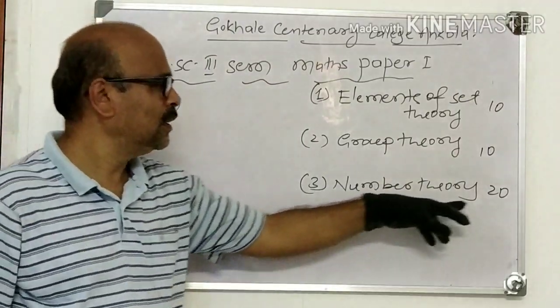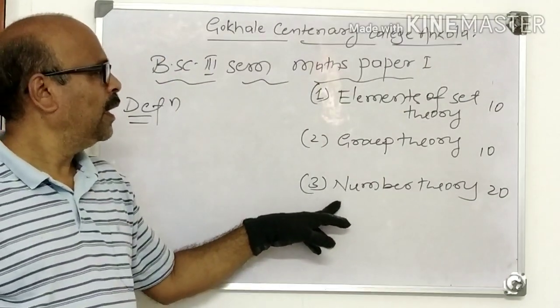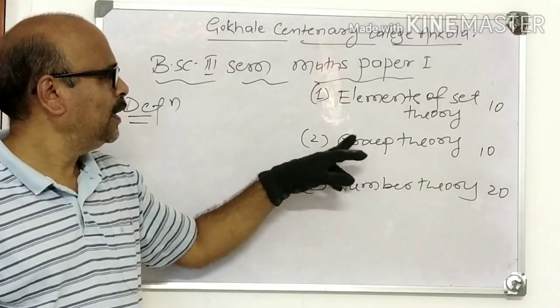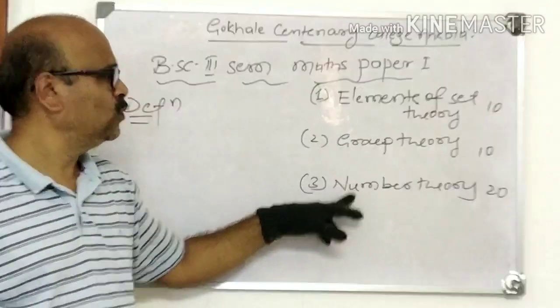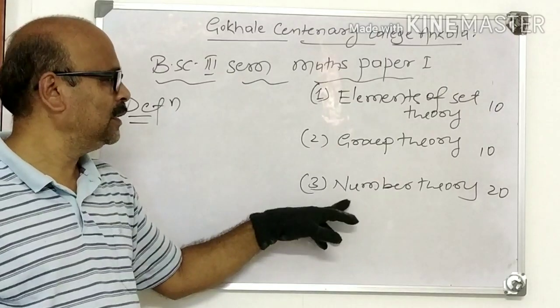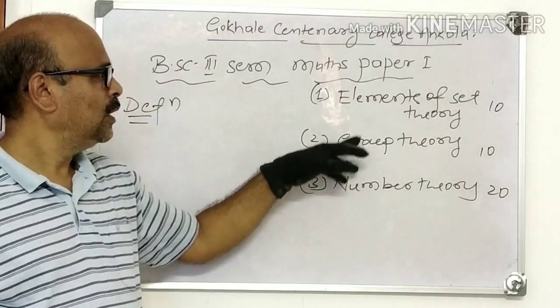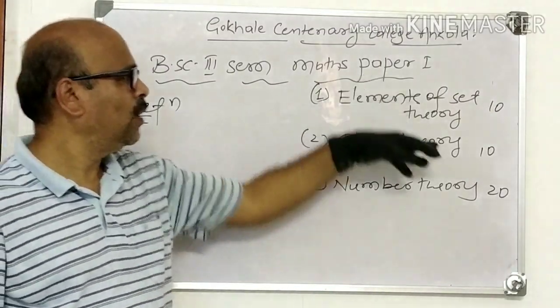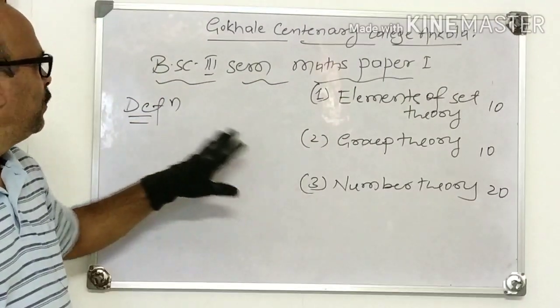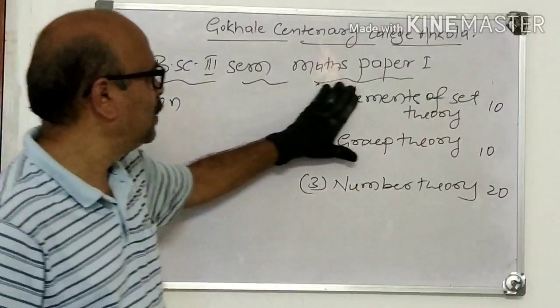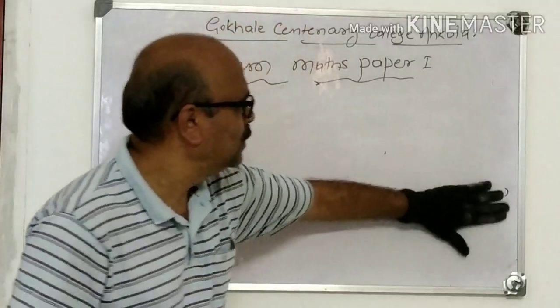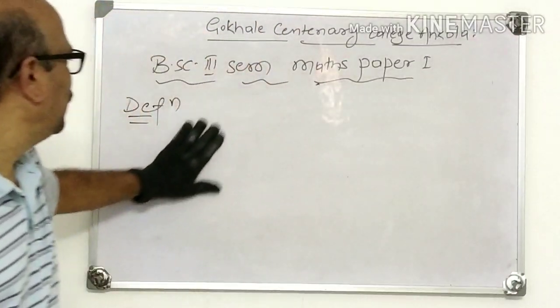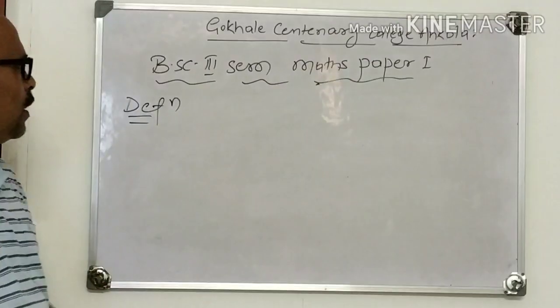And number theory is 20 hours, and group theory and number theory are quite new. You have not studied this in earlier classes. But set theory you have already studied. Now I start with the definition of set. What is a set? And then different types of sets. Next, operations on sets.